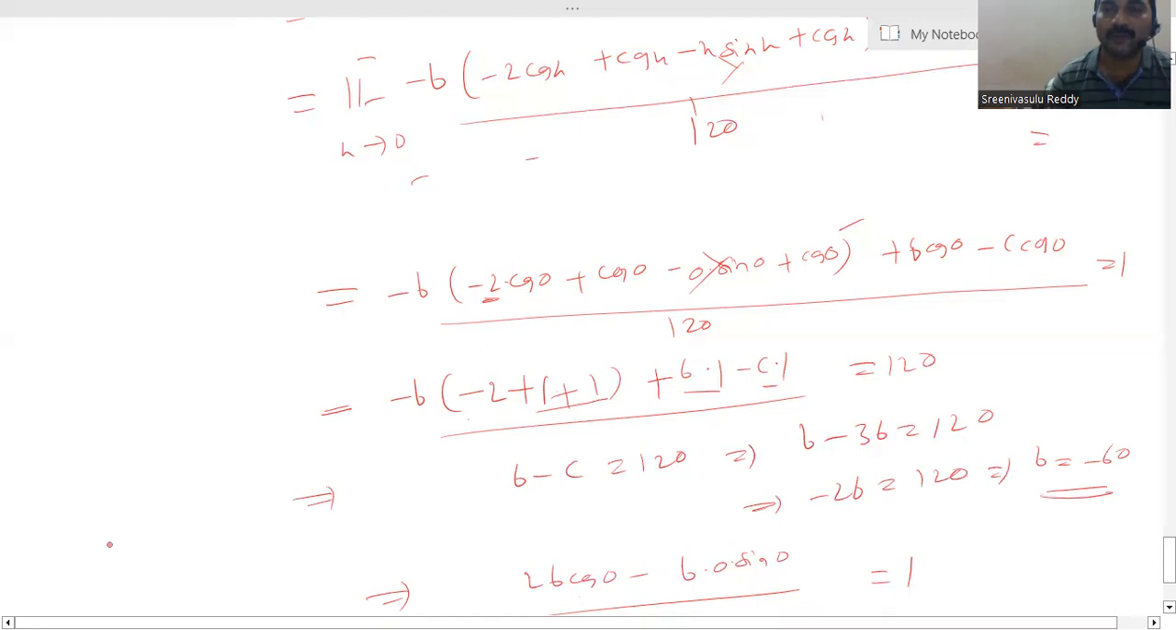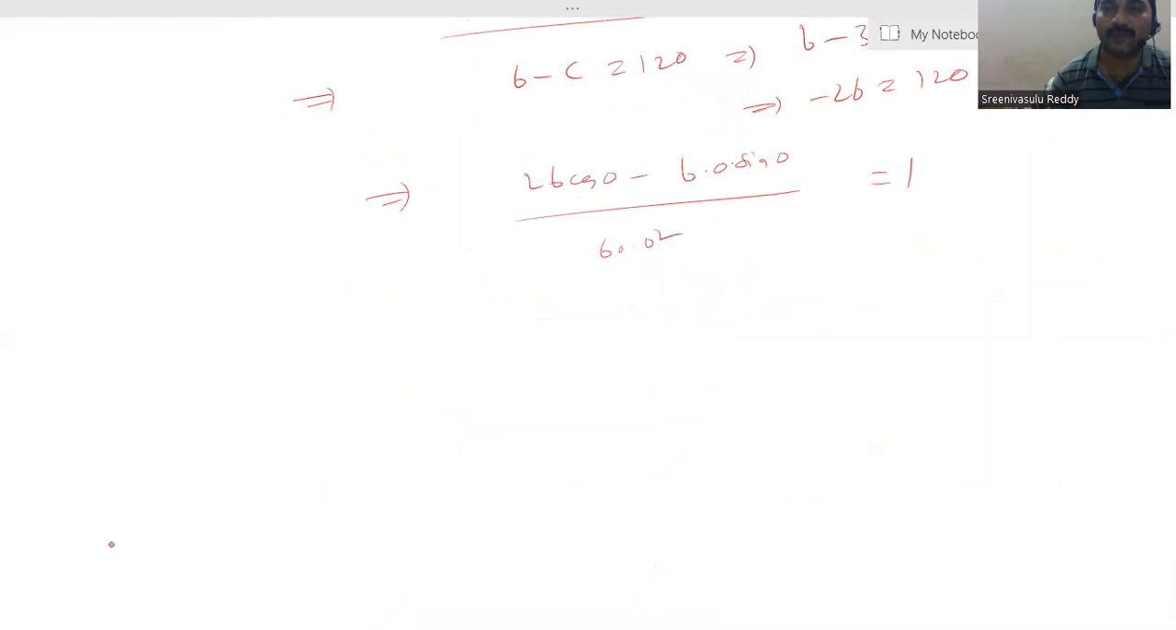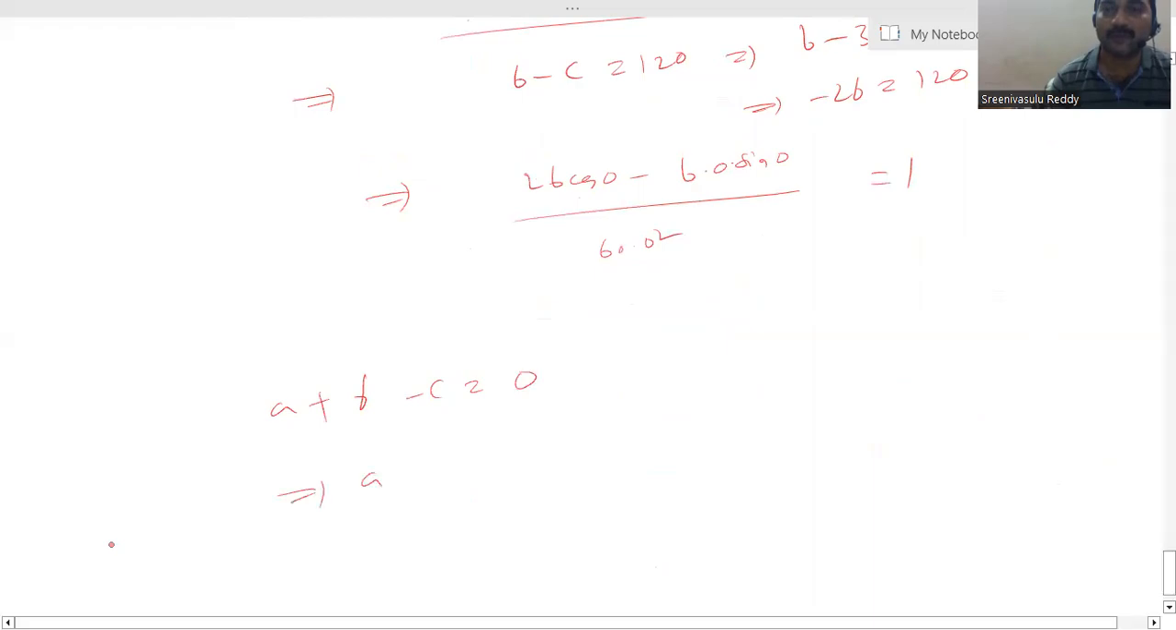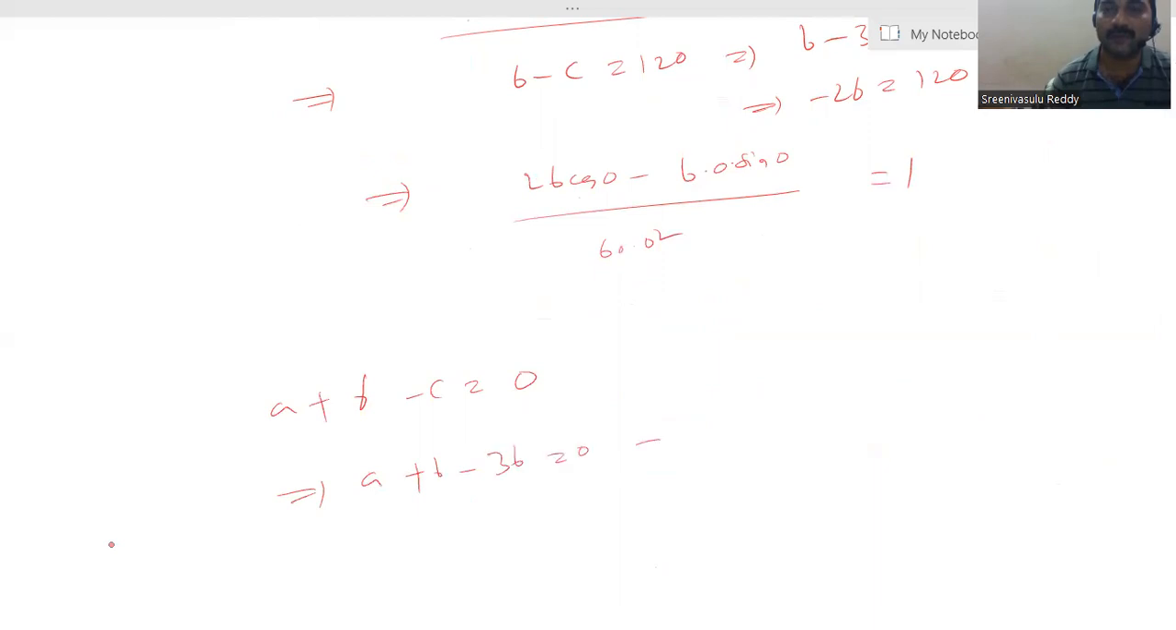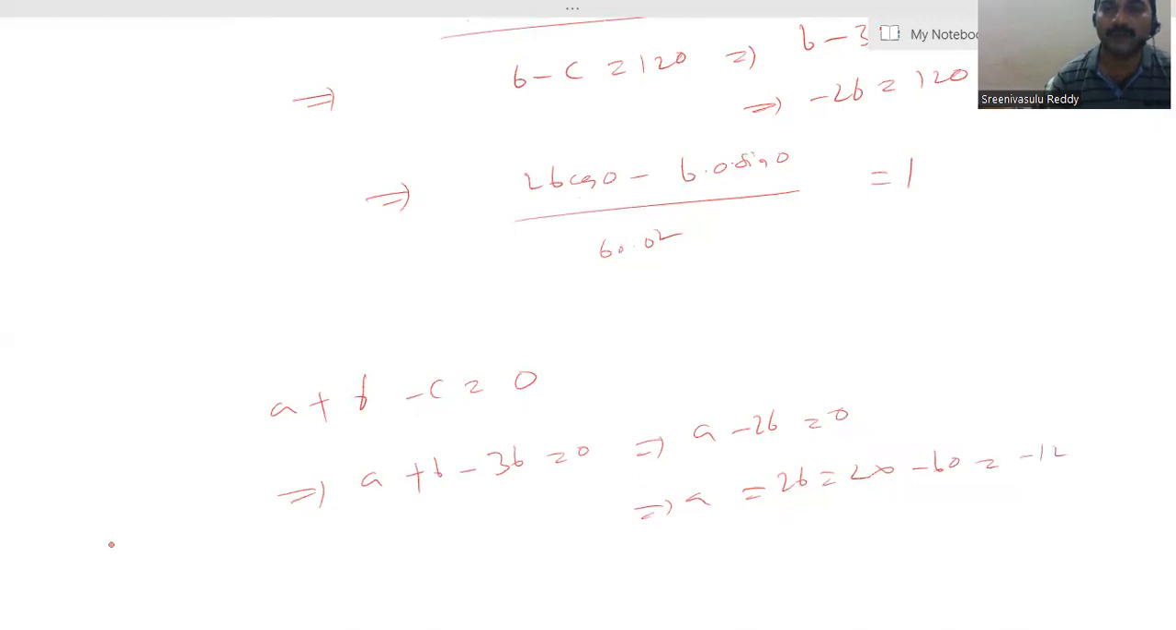Substitute the b value in the first equation. a plus b minus c equal to 0. a plus b, c value is 3b, equal to 0. That implies a minus 2b equal to 0. That implies a equal to 2b. Already b value is minus 60, minus 120. That's all. Just practice the problem, we can get the answer.